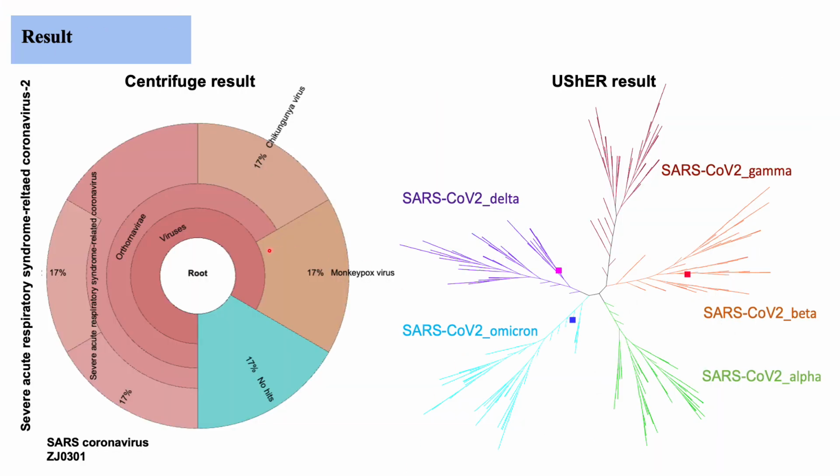This slide shows the result of the proposed approach. Centrifuge identified the species from the FASTQ reads, and Usher further provided strain-level taxonomy. A phylogenetic tree was built for SARS-CoV-2, and all the strains for variants of concern were colored differently. The simulated reads from SARS-CoV-2 beta, delta, and omicron were successfully placed on their respective clades.